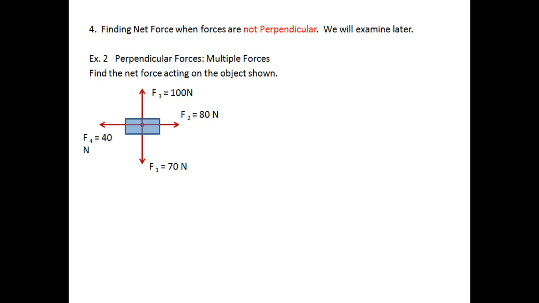Okay, the last type that we would deal with are finding net forces when the forces are not perpendicular, so they're going at different angles. Now we'll examine that later. So we'll continue with another example of what we've done so far. So we're going to do perpendicular forces, and in this case there's multiple forces. Find the net force acting on the object shown.